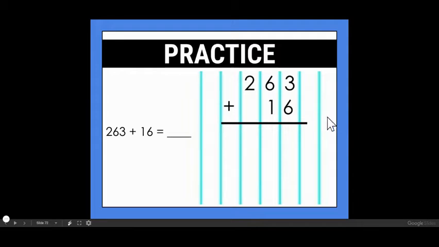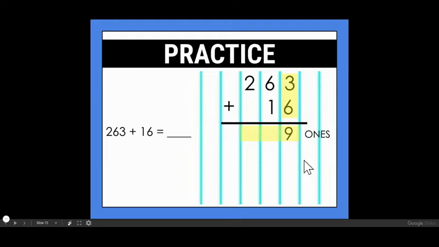All right, my first step on right to left is to start on the right side. So I'm going to start in my ones. Remember, my ones are all the way over here. So I'm going to add together 3 plus 6. I know that 3 plus 6 equals 9. So I'm going to put my 9 in the ones place.